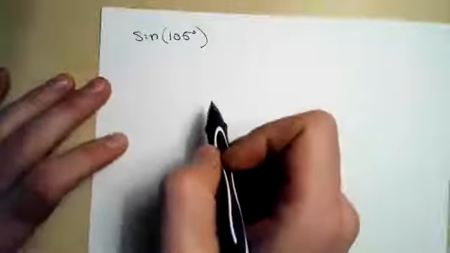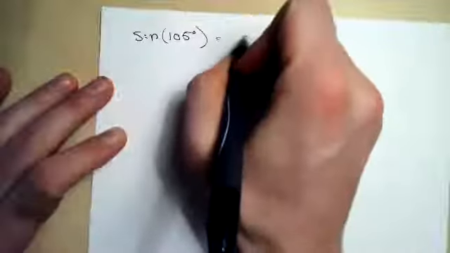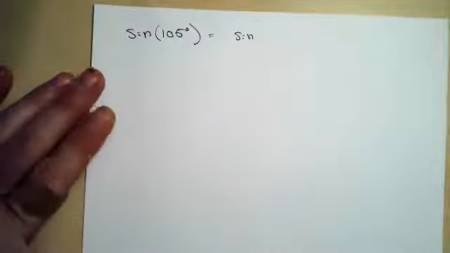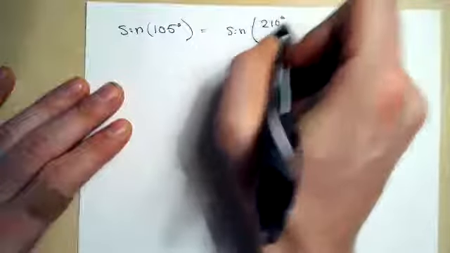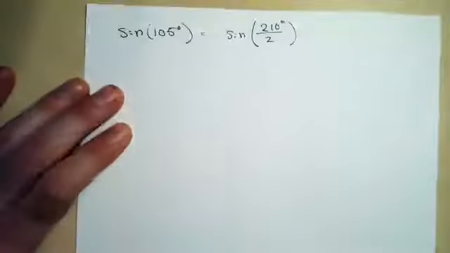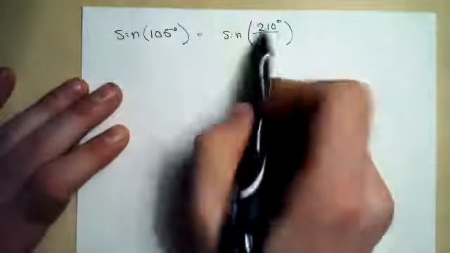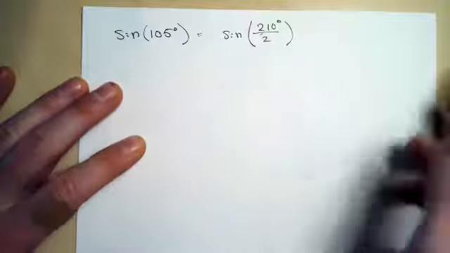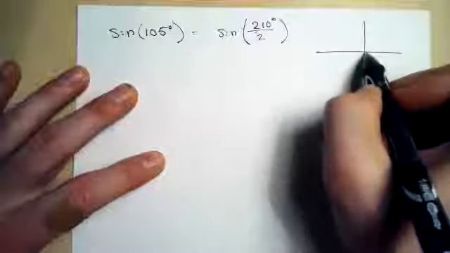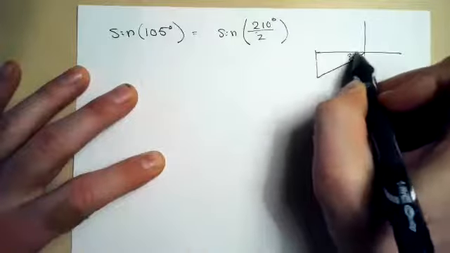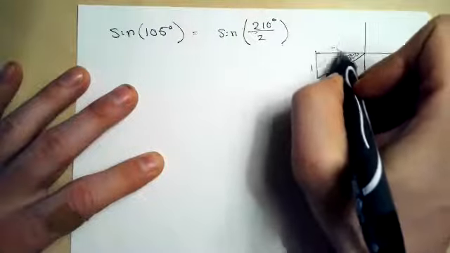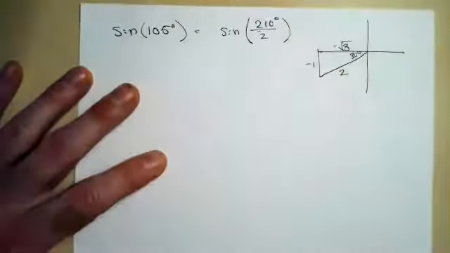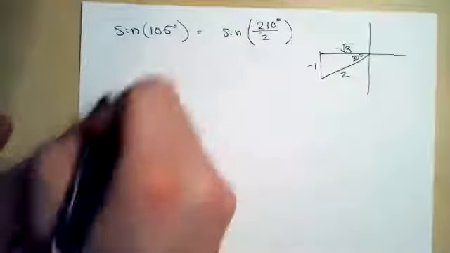So how do we compute sine of 105? If it's an angle you don't like, double it and see if it's an angle you do like. So what's double 105? 210. And we like 210. 210 is right here with a 30-degree reference angle. So I can compute sine of 210.